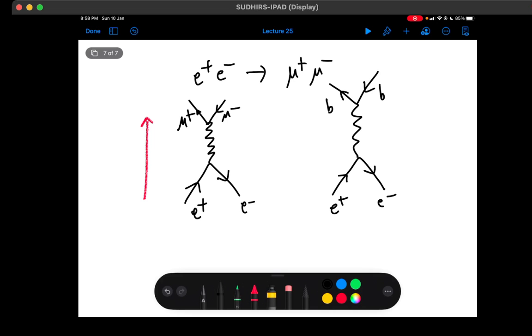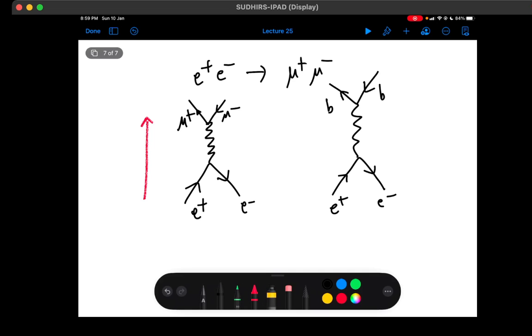Now compare these two diagrams. If they are massless, they look exactly the same, except that this is a muon and this is a bottom. In the massless case, muon or bottom doesn't make a difference. So one would expect that the cross section of electron positron going into mu plus mu minus and the cross section of electron positron going into two bottom quarks would be roughly the same.